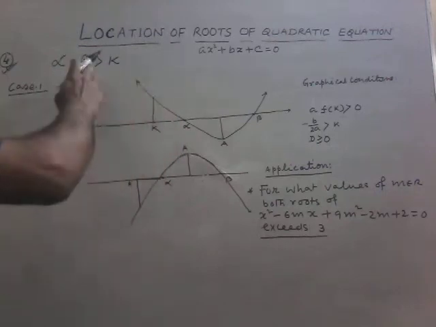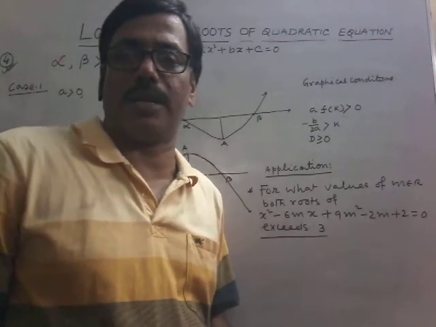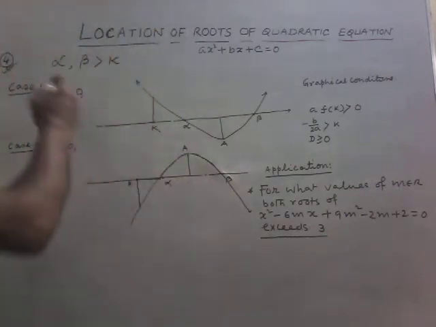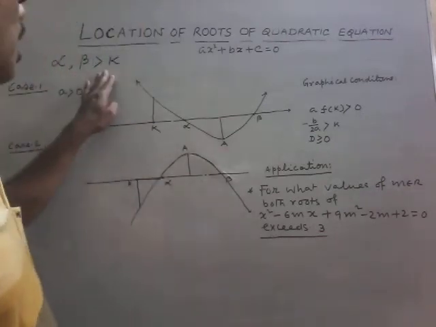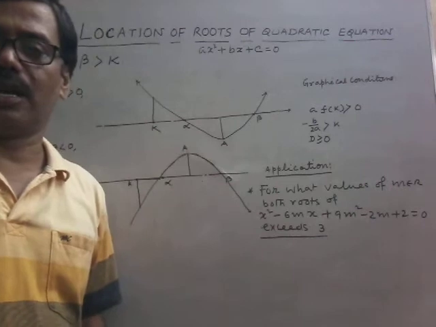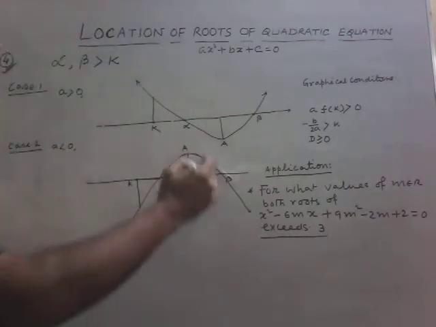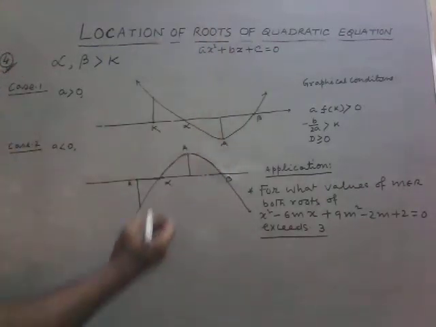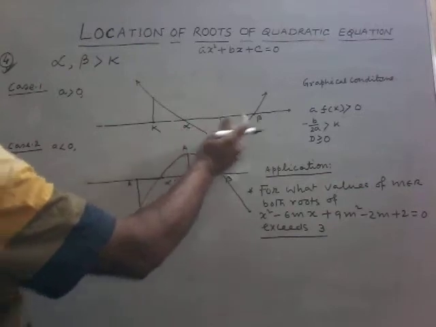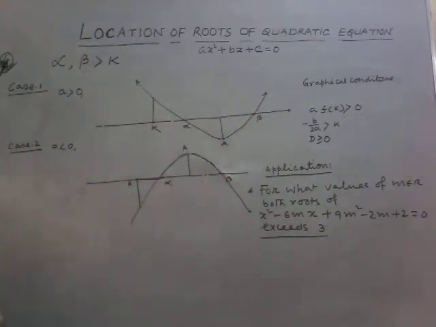So let us explain again. Case number 4: both the roots alpha and beta are greater than k. We have already discussed this in the previous class. So this is k, and alpha and beta are greater than k.